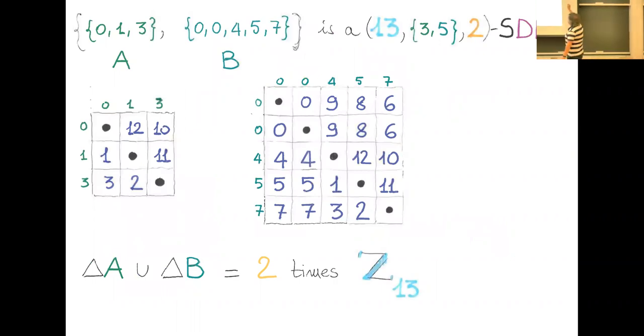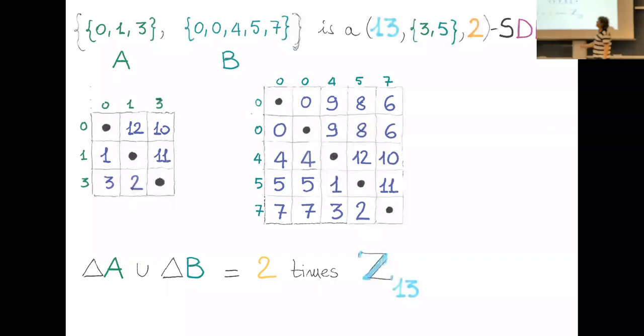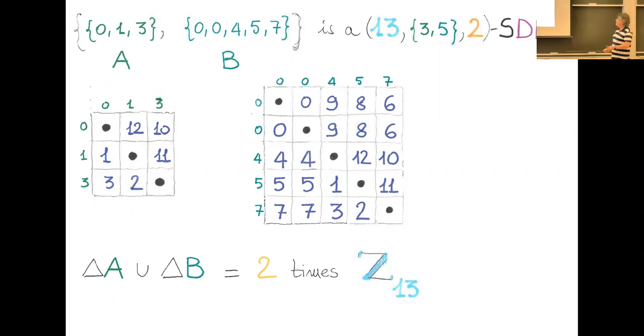Here we have another example of a strong difference family with two blocks. It is not necessary that all blocks have the same size; it depends on what you want to construct. Here we have a block of size 3 and a block of size 5, and we are in Z13. So this is a (13, {3, 5}, 2) strong difference family, where 3 and 5 are the sizes of the blocks. The first block is A, and this is the difference table of A. The second block is B, with the difference table of B. And you can see that the differences of A union the differences of B cover all elements of Z13, zero included, two times. This is why it is a strong difference family with lambda equal to 2.